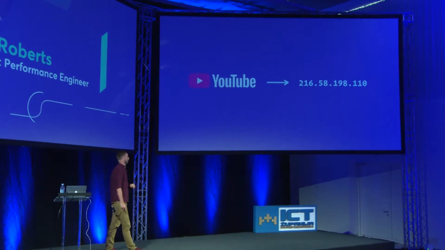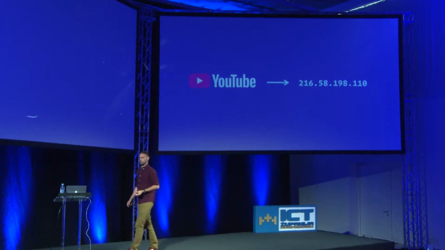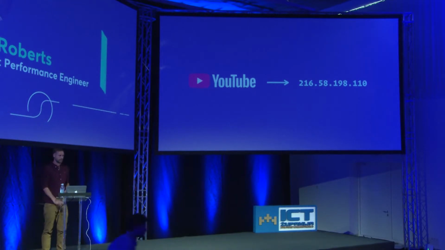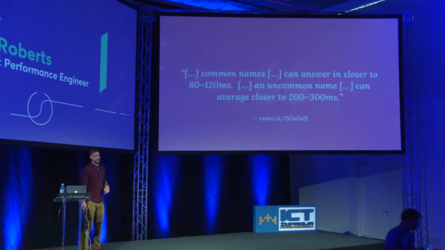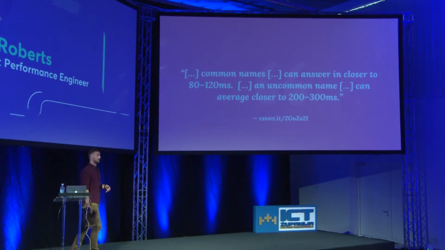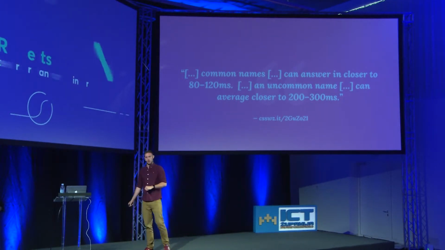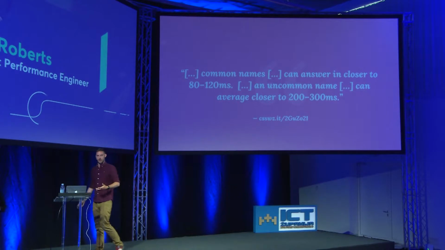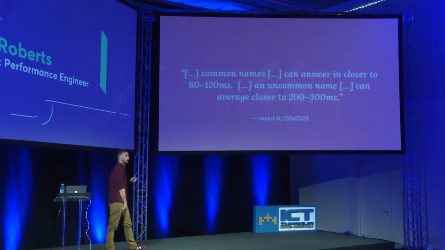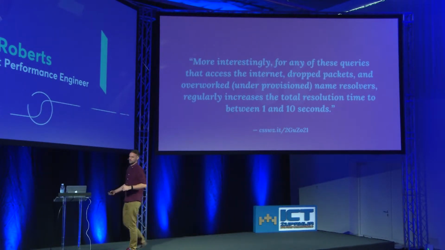DNS, simply swapping out a domain for its IP address equivalent, can be quite an involved process. When I was researching how much time we're saving, the numbers vary quite wildly. Common names can answer in closer to 80 to 100 milliseconds. Less common names can average 200 to 300 milliseconds, just to work out the IP address for a domain name. But when you start to get into hairier territory, maybe a brand new domain that hasn't propagated around the internet yet, or perhaps you're on a very high latency connection, that can get much more severe.